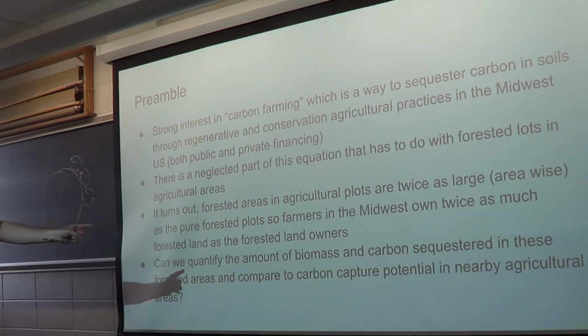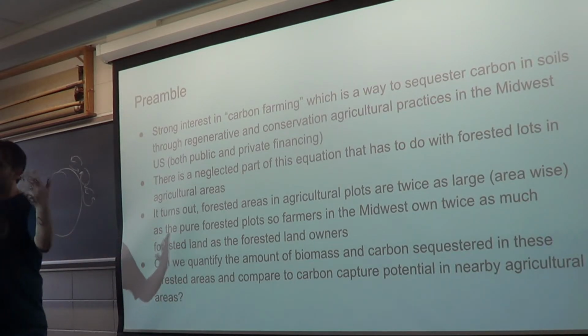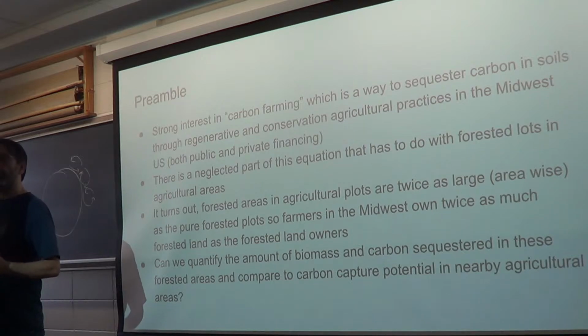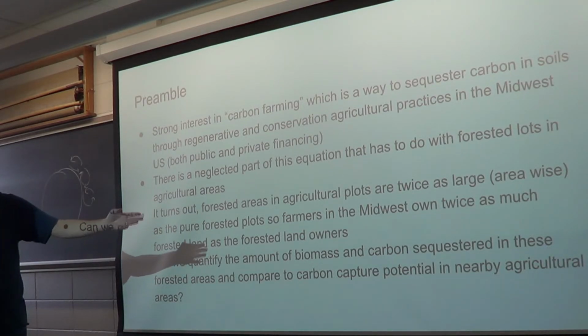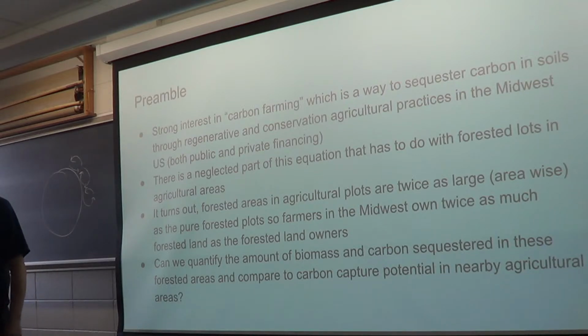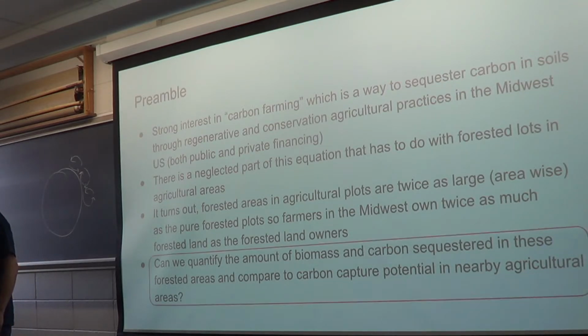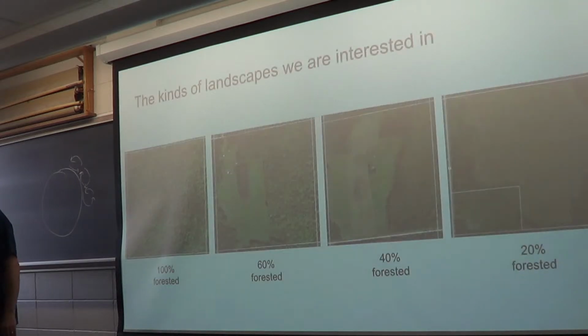So one of the things that we're trying to quantify is what that small woodland in the back part of an 80-acre cornfield means with respect to carbon sequestration and carbon accumulation. Can we quantify the amount of biomass and carbon sequestration in those areas? That's the question that we're trying to answer.